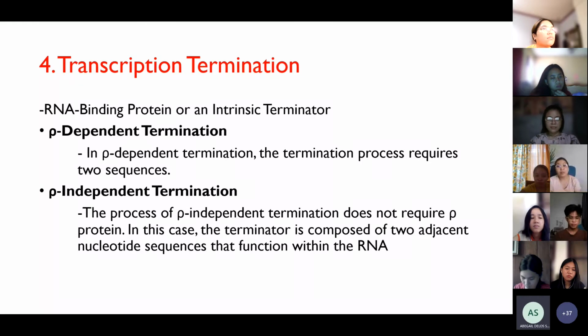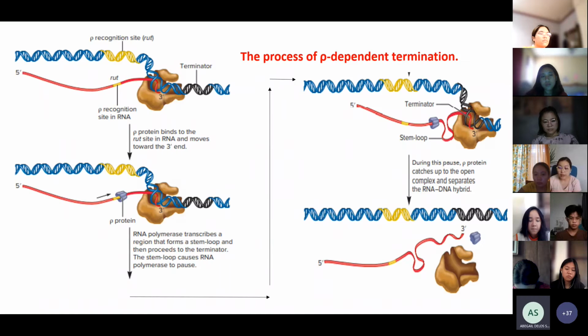So, for example, in E. coli, we have 2 different mechanisms for termination that we have identified. For the types, we have the rho-dependent termination, which uses an RNA binding protein, and the rho-independent, which uses an intrinsic terminator. Rho-dependent termination requires 2 sequences, while the independent process does not require the rho protein. In this case, the terminator is composed of 2 adjacent nucleotide sequences that would function within our RNA.